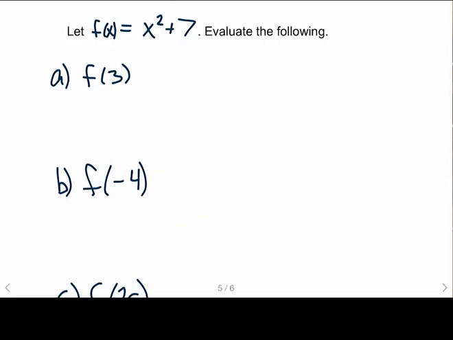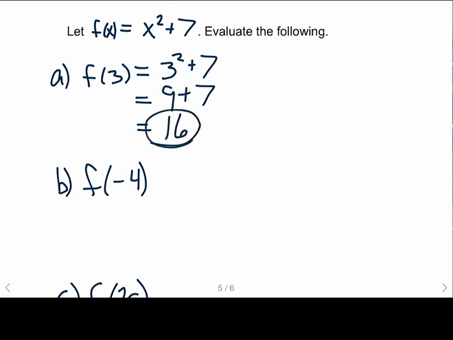Okay, on to our next example. Here we have a function f of x equals x squared plus 7. We're asked to evaluate it for particular x values, the first being 3. So we're supposed to find f of 3. As you recall, that means that I'm going to be putting a 3 in place of the x, in place of the argument. And so I have 3 squared plus 7, which is 9 plus 7. And last I checked, that value is 16.